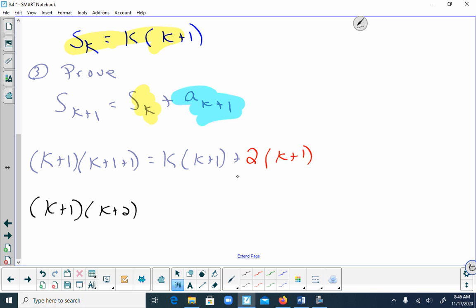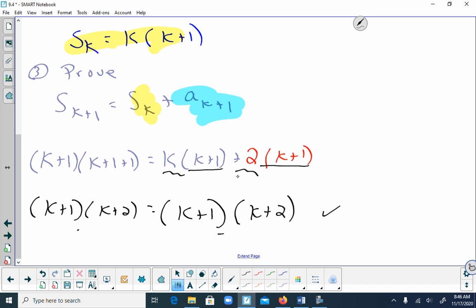And then, see how I have k plus 1 here? I'm going to factor that out, k plus 1, and I'm left with k plus 2. Well, that makes life so easy because I have the left side looking like the right side, and I am done. So that was the simple mathematical induction proof. Let's look at the next example.